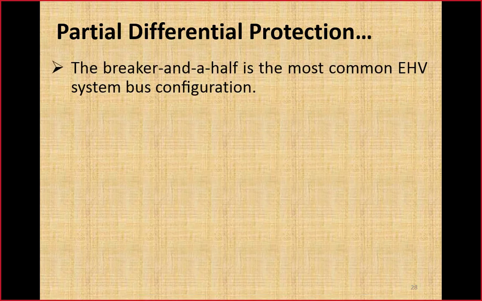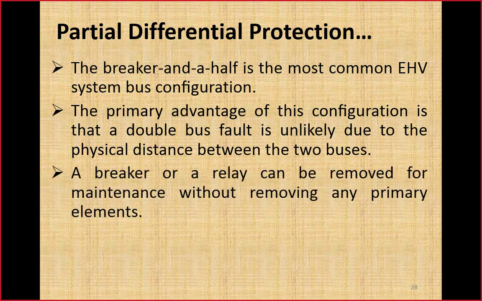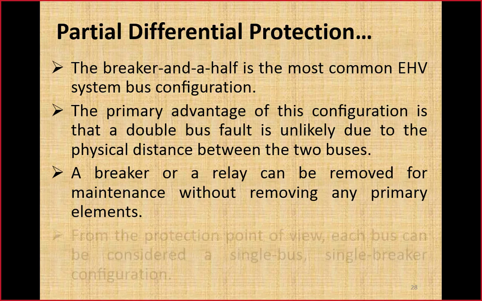The breaker and half scheme is the most common extra high voltage system bus configuration. It also uses partial differential protection for the protection of the complete breaker and half scheme. The primary advantage of this configuration is that a double bus fault is unlikely due to the physical distance between the 2 buses. A breaker or a relay can be removed for maintenance without removing the primary element. We have discussed these advantages when we discussed the bus bar protections.